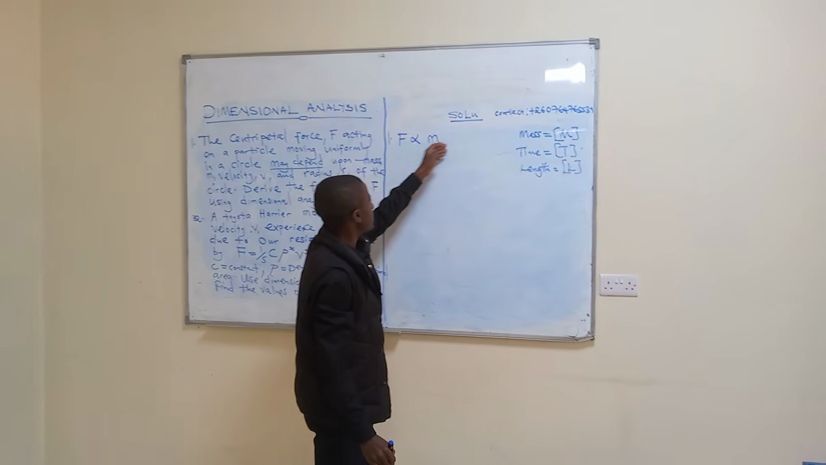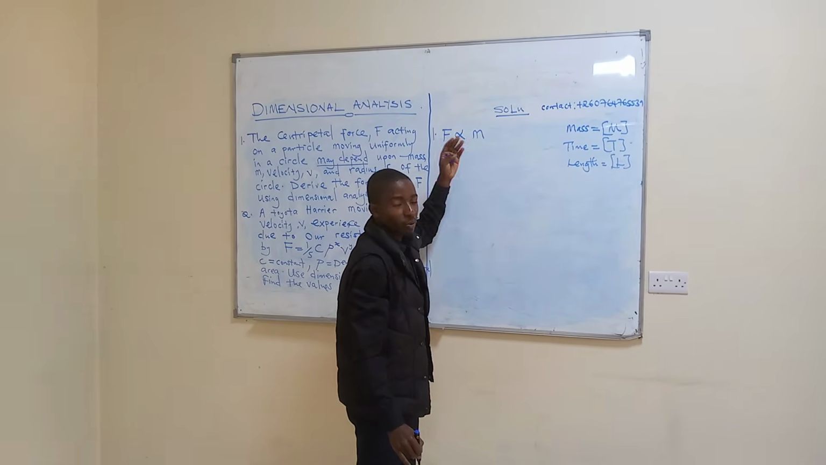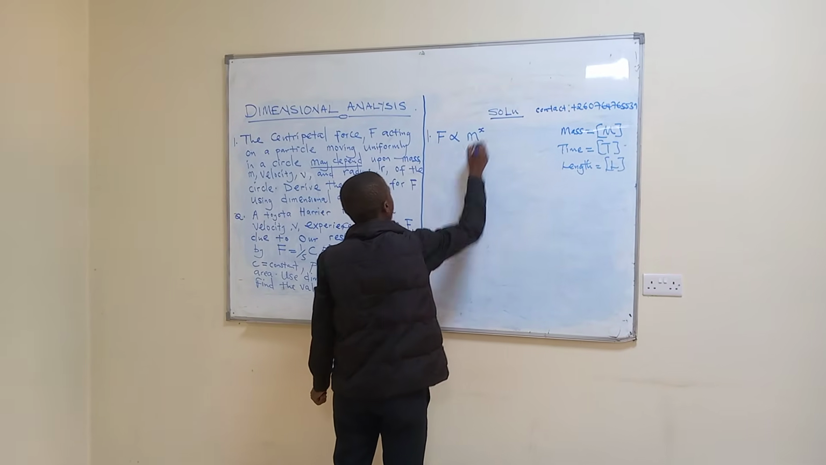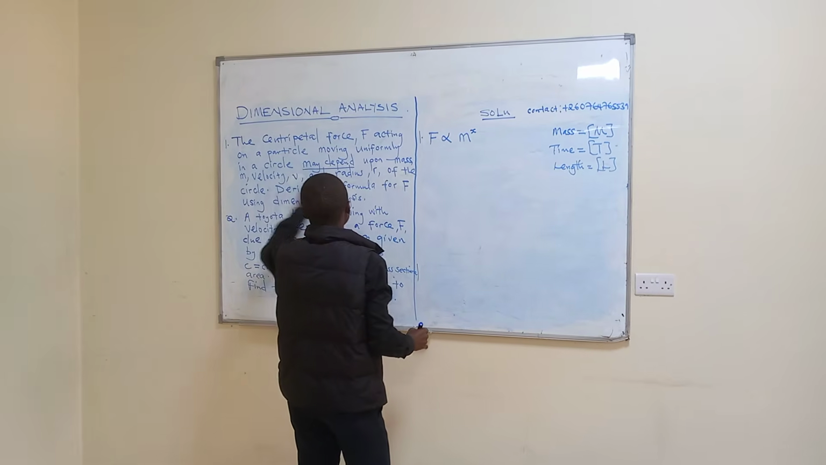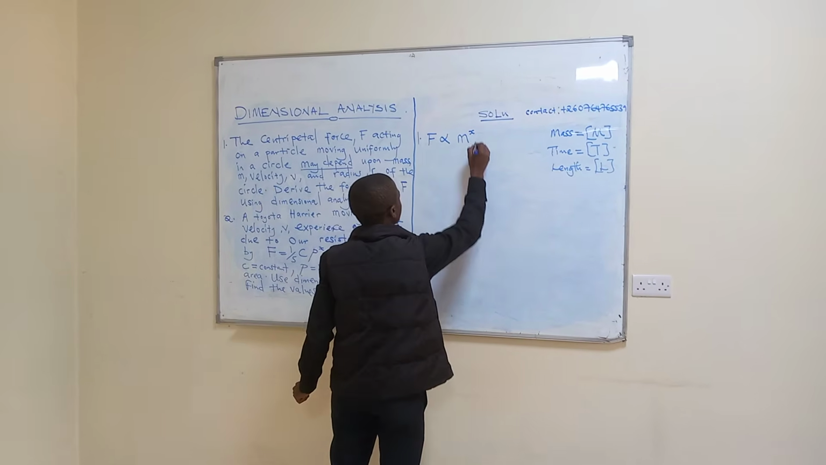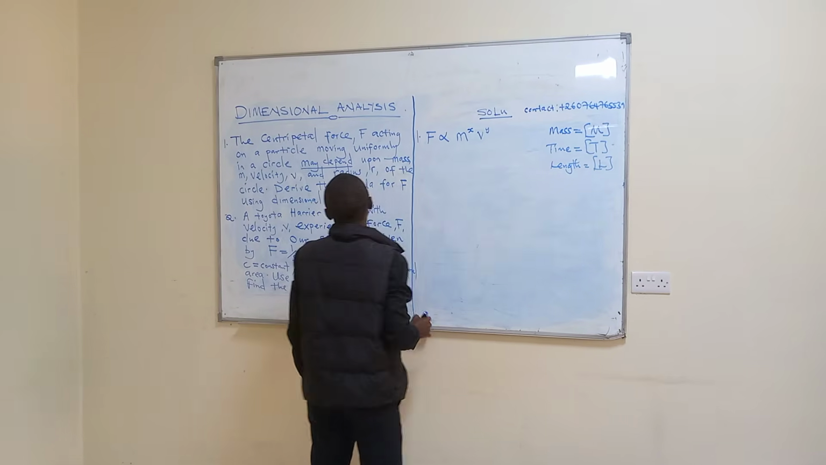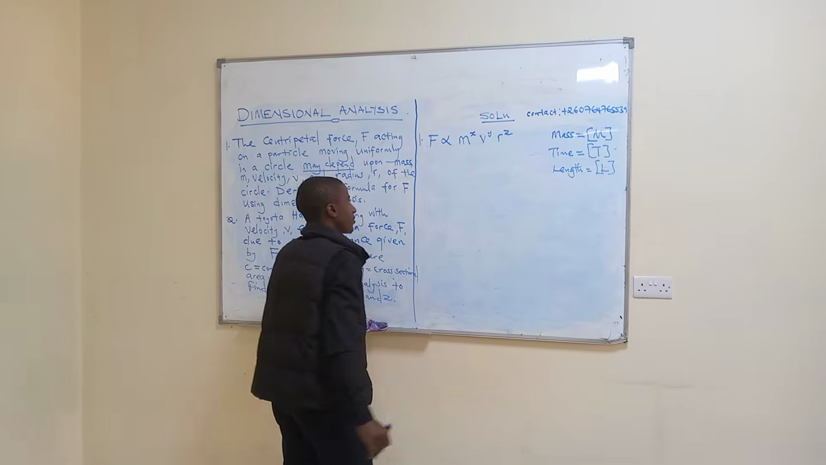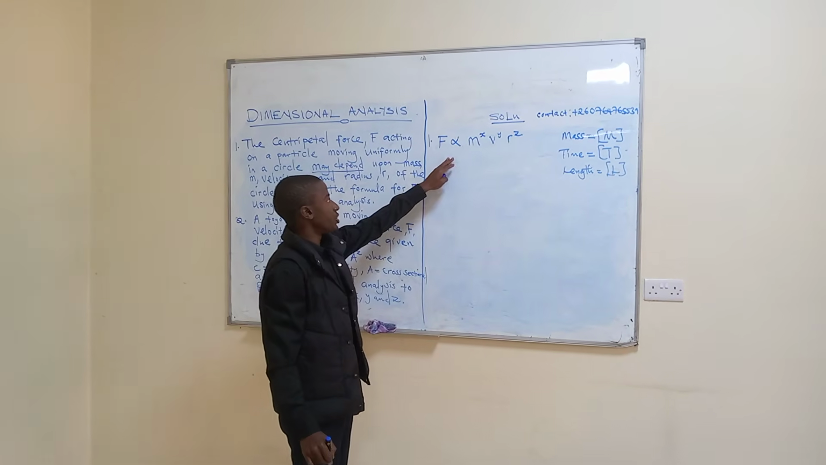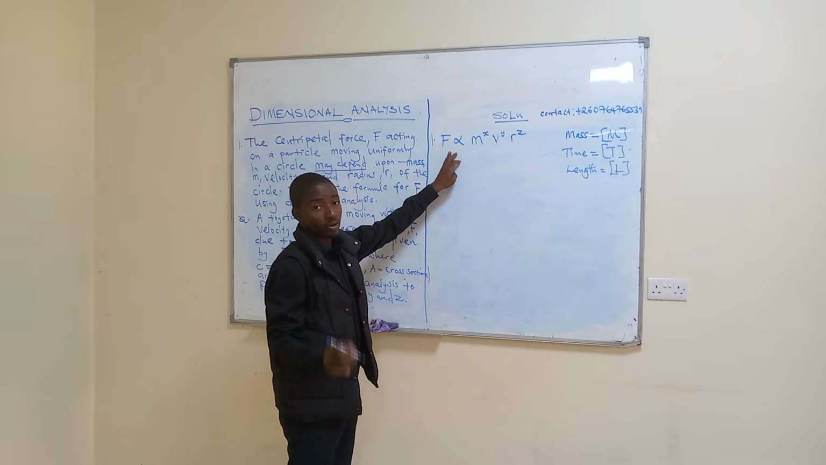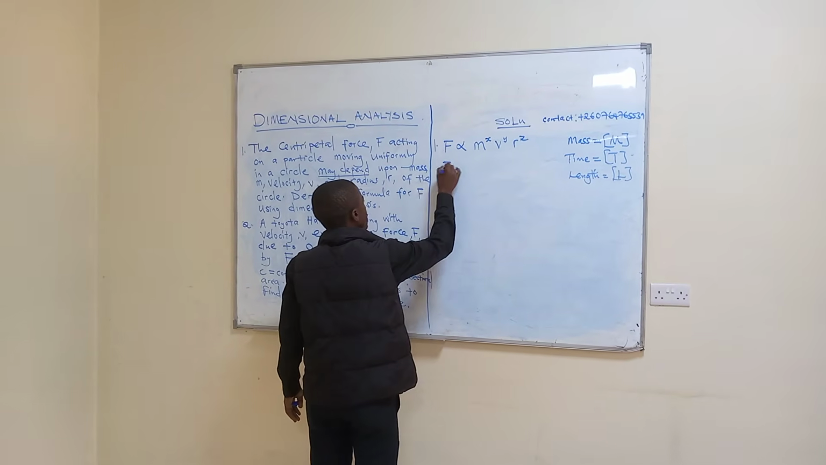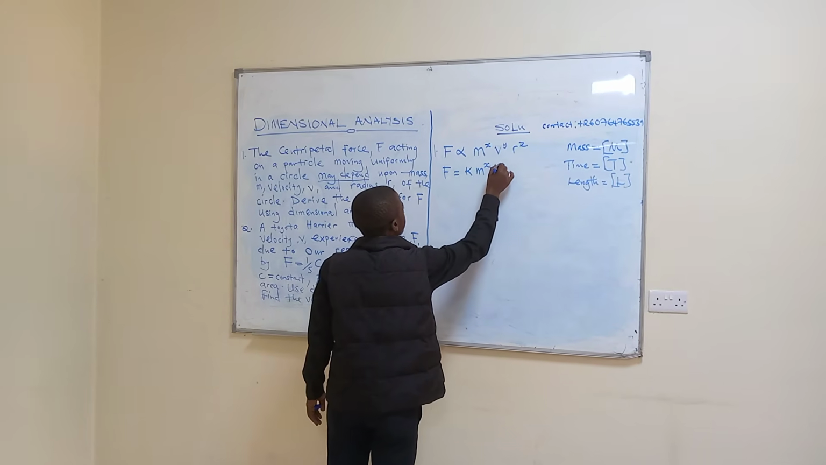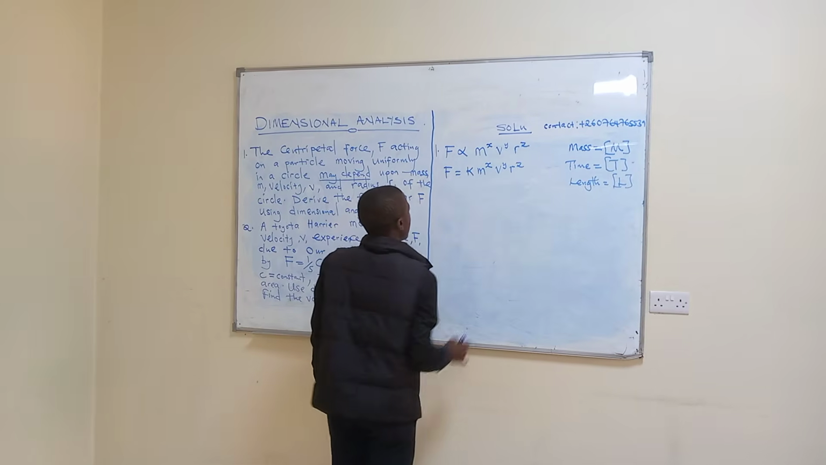We raise these data with any power of your choice. So I'm going to put power x, and then it may depend on velocity, which is v. I'll put y, and radius, I'll put z. So from there, I'm going to introduce a constant by putting an equal to symbol. So that is force is equal to constant times m^x v^y r^z.